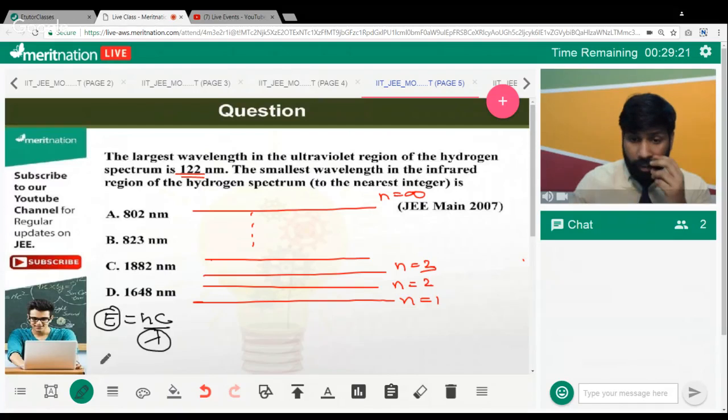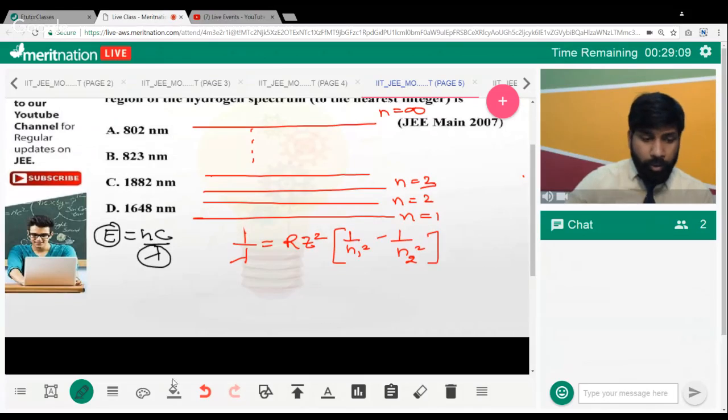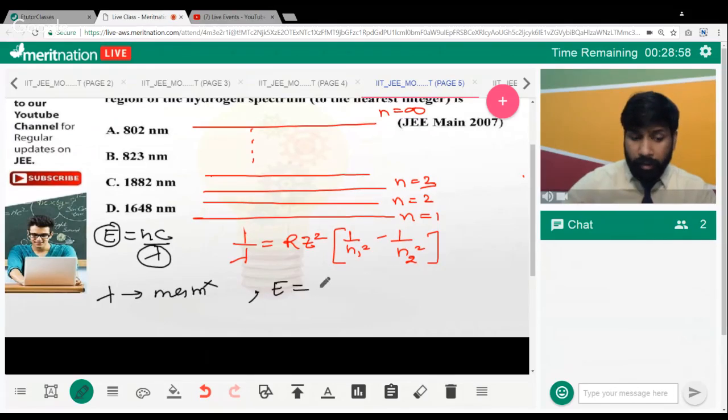Here we can use this formula: 1 by lambda is equal to R Z square into 1 by n1 square minus 1 by n2 square. So students, for maximum wavelength, the energy difference should be minimum, and that is only possible between 1 and 2. Between the ground state and the first excited state, the energy difference will be minimum, so the wavelength will be maximum here. So we can use this relation.